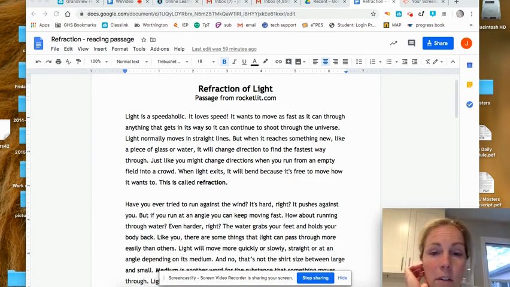Just like you might change directions when you run from an empty field into a crowd. When light exits, it will bend because it's free to move how it wants to. This is called refraction.